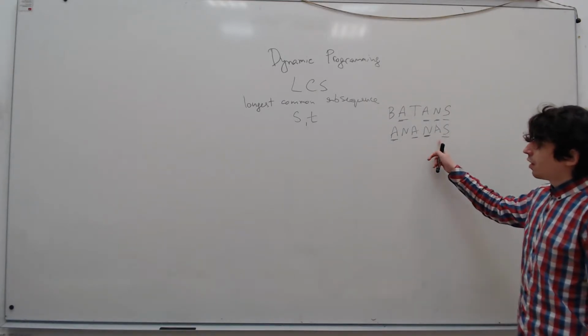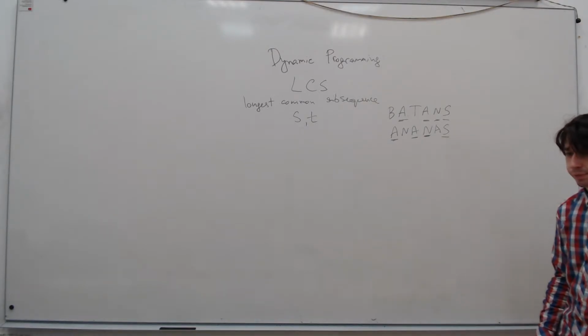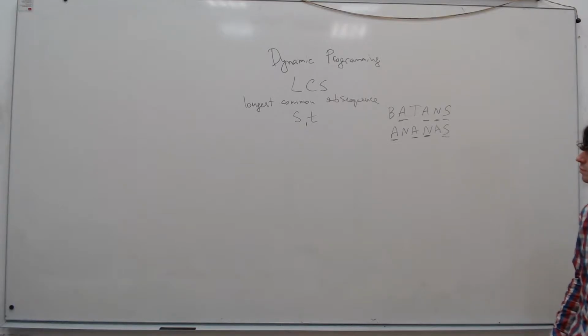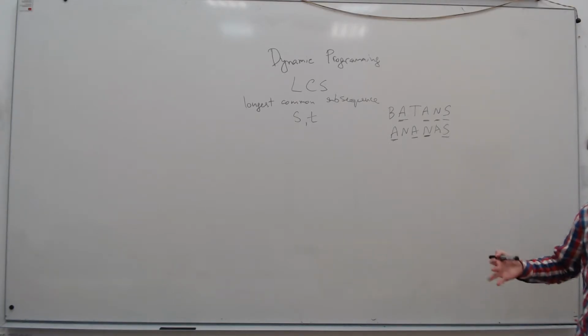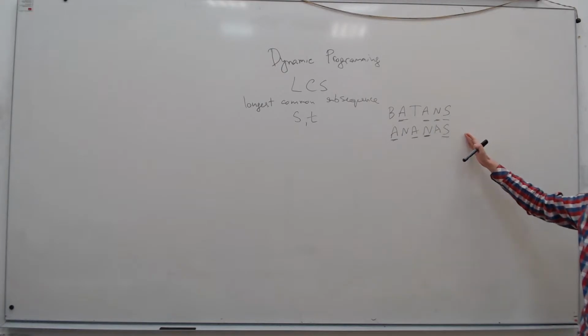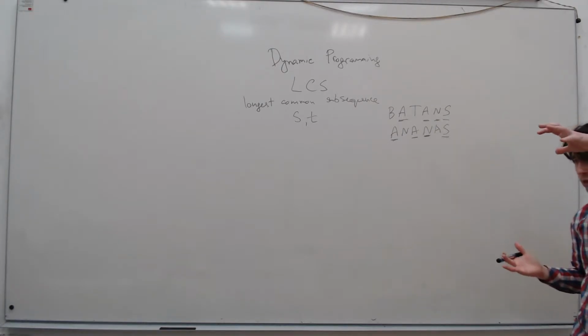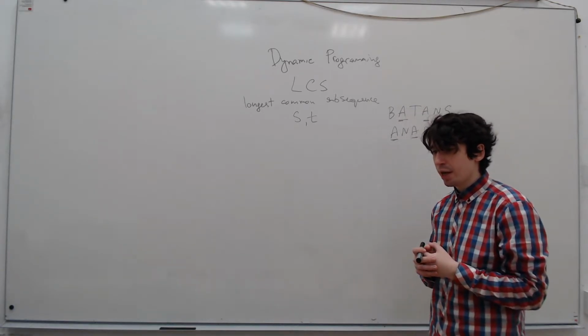So what do you think is the state of the dynamic programming? We have two strings, and it seems that the dynamic programming should depend on the strings. So we should have at least two parameters there, one for the first string and one for the second string. So at least it's two parameters, but which parameters should it be? Any ideas?